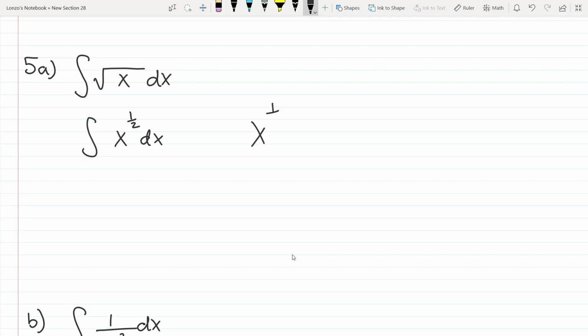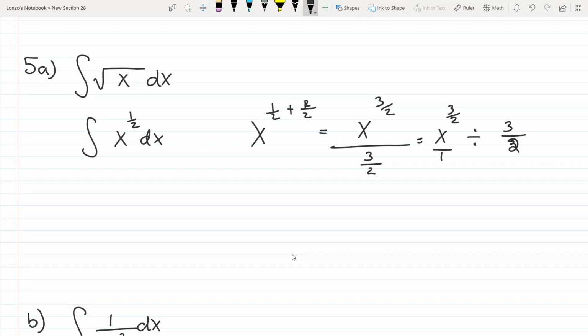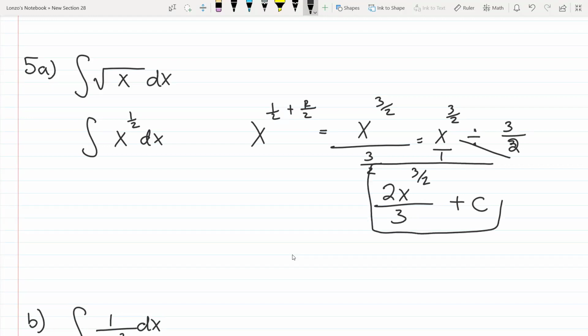So that would be old power 1/2 plus 1, or in our case, 1 could be expressed as 2/2. So that would be x to the 3/2 divided by that power. So we can write this as x to the 3/2 divided by 3/2. Cross multiply, so that's 2x to the 3/2 all over 3. And then don't forget the plus c. This is fine. You can leave it as a power.